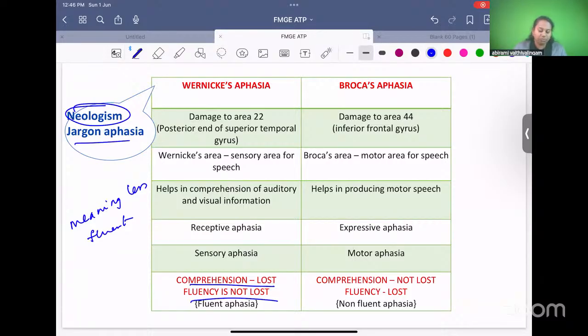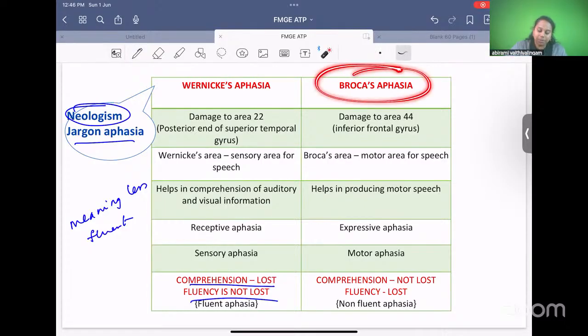One severe form of Wernicke's aphasia is jargon aphasia, where the patient is not understanding anything. When you talk to him, he can't understand. When he is talking to you, you can't understand. This is jargon aphasia. Whereas in Broca's aphasia, there is damage to area 44 on the frontal gyrus, the motor area for speech, which helps in producing motor speech and helps you to express the word. So it is called expressive aphasia or motor aphasia.